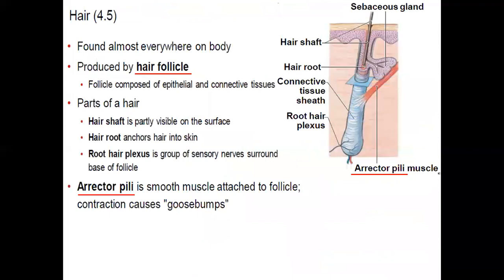It's found almost everywhere in the body. It's produced by a hair follicle. The follicle is composed of epithelial and connective tissues, and the components of the hair are listed here. We'll talk about them: the shaft, the root, and the hair plexus.